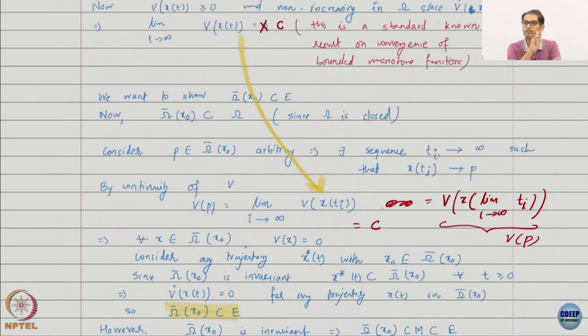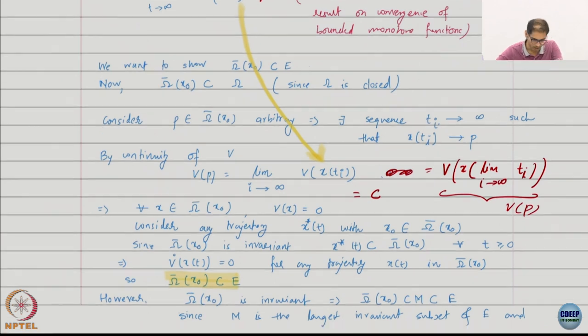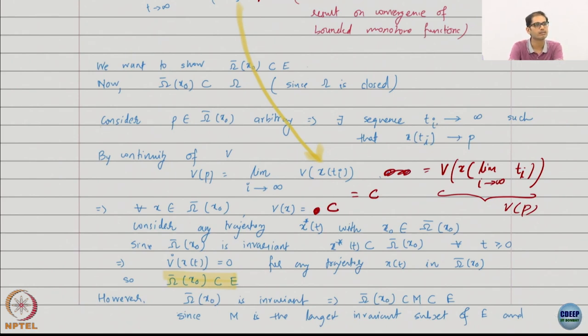Now notice, P was arbitrary. Remember, P was arbitrary. You've taken an arbitrary P and I have basically concluded that V of P is a constant. Now, what do I say? So what can I claim? Because my P was arbitrary, I can claim that for all x in this limit set, this is equal to some constant. I have just proved it, because I have taken an arbitrary p, I can take any other p, it does not matter. So, for all p in this limit set, v of p is actually a constant, and the same constant.